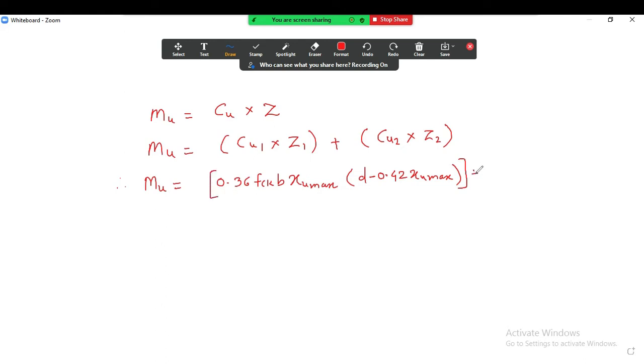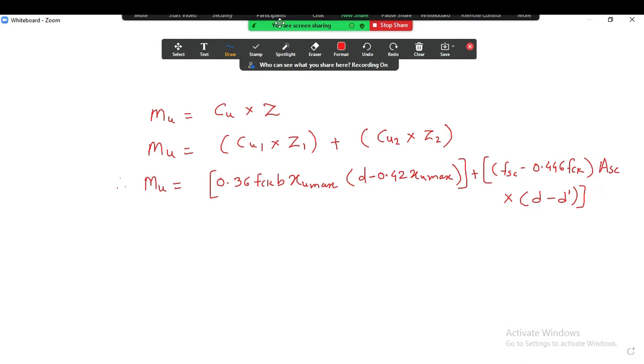Plus Cu2 into Z2, it is fsc minus 0.446 fck into Asc. This is what we can say Cu2, and we multiply this by the lever arm, which is d minus d dash.